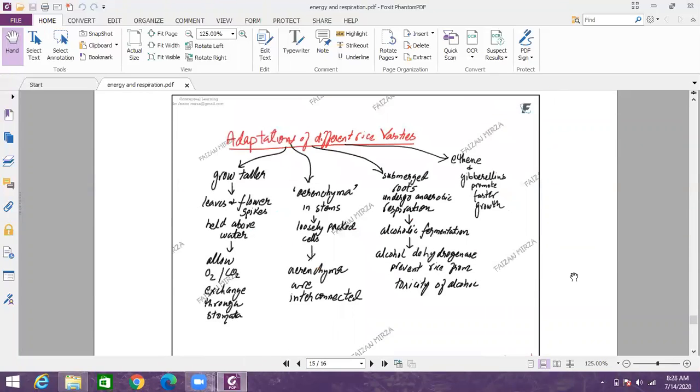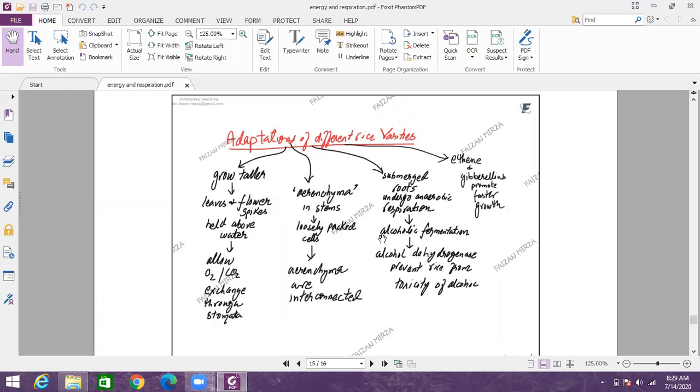Then the other adaptation is that the submerged roots which are there in the mud undergo anaerobic respiration, keeping in mind that we have already discussed that the mud is already low in oxygen content since aerobic microorganisms have used a lot of oxygen there. So the roots in the submerged region undergo anaerobic respiration through alcoholic fermentation. We all know that the product of alcoholic fermentation is ethanol, and that ethanol or alcohol is a toxic compound.